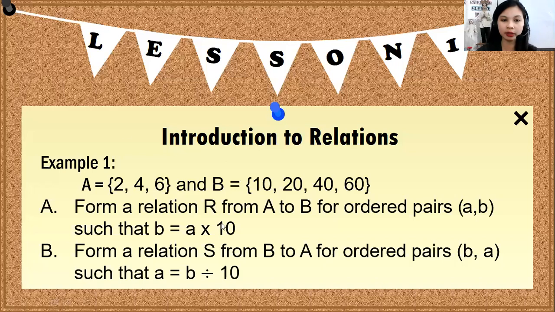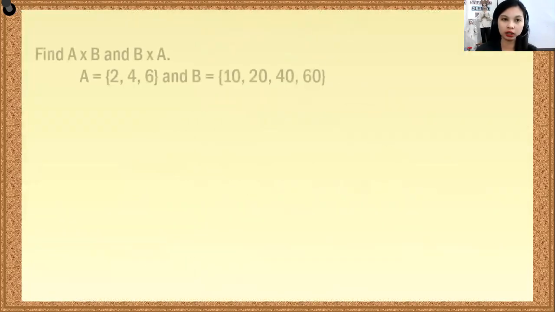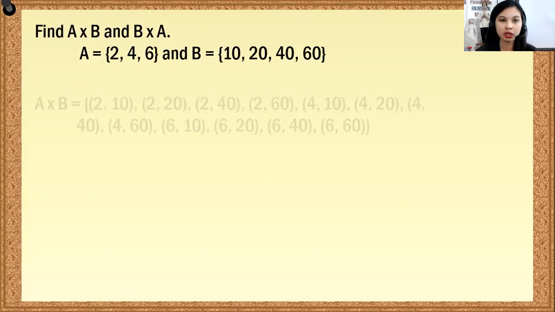So dito po, since ang sabi dito sa ating hahanapin daw, sa letter A po is from A to B. So we have to multiply A to B. And then sa B naman, we have to multiply B to A naman po. B times A naman. Kaya meron tayong ganito. Okay? So first, A times B po.